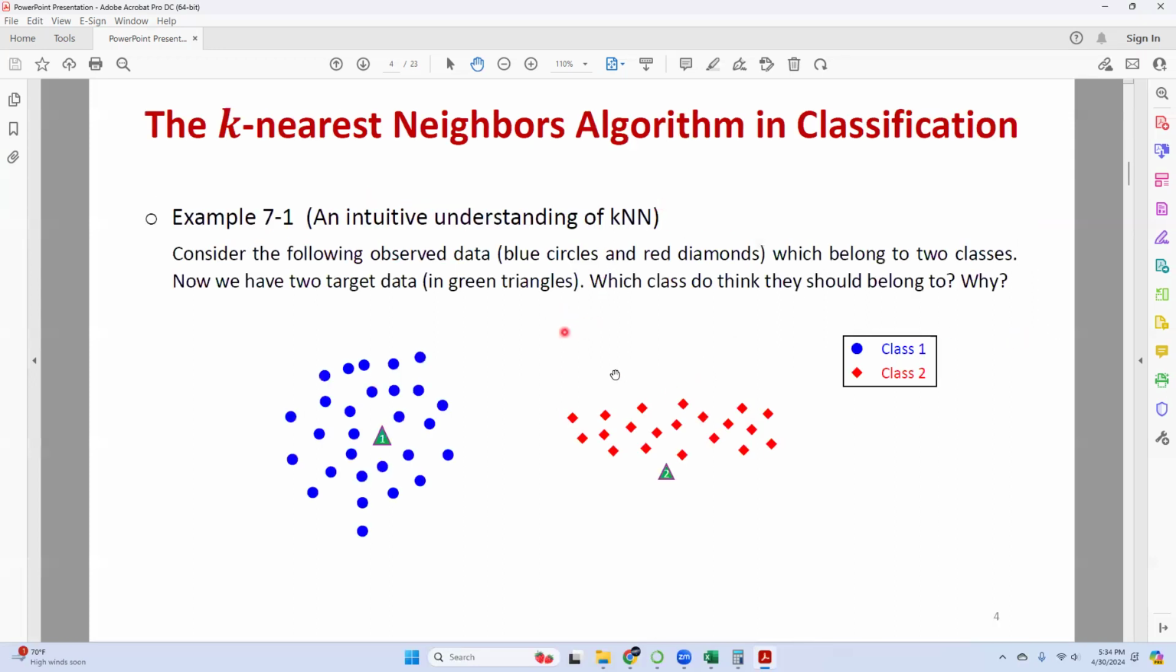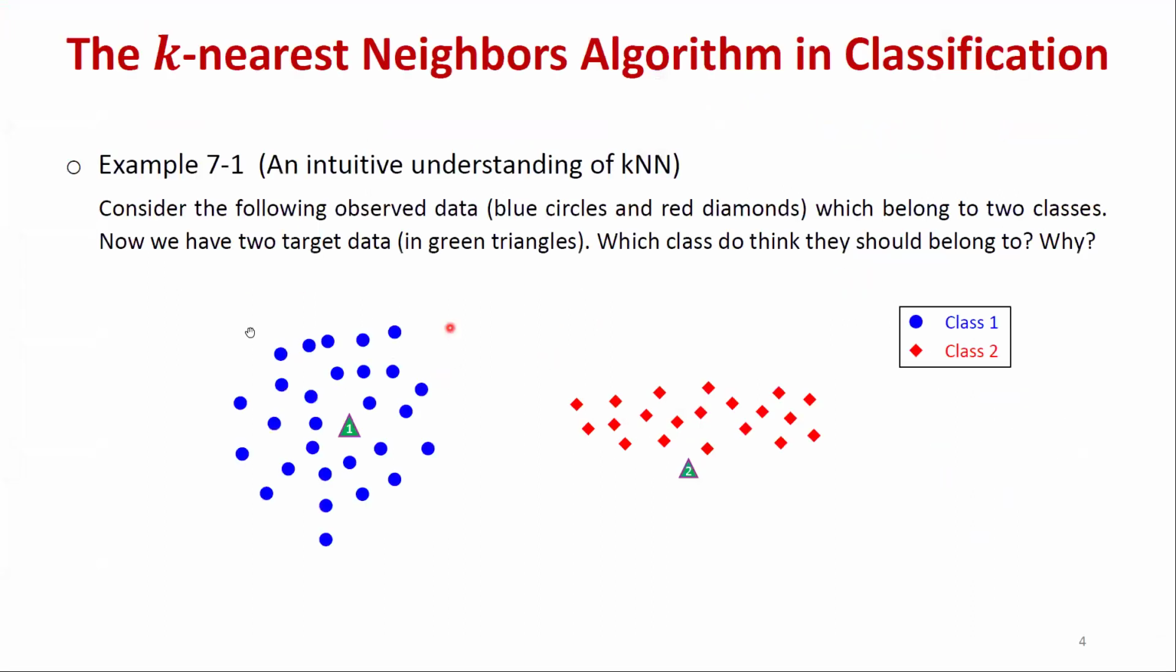Okay, so first of all, what is KNN? Let me make it bigger. The name KNN stands for K nearest neighbors. Let's consider these two cases. Suppose we have these blue circles and red diamonds. All of these are observed data. And then these triangle 1 and triangle 2, these two are the target data.